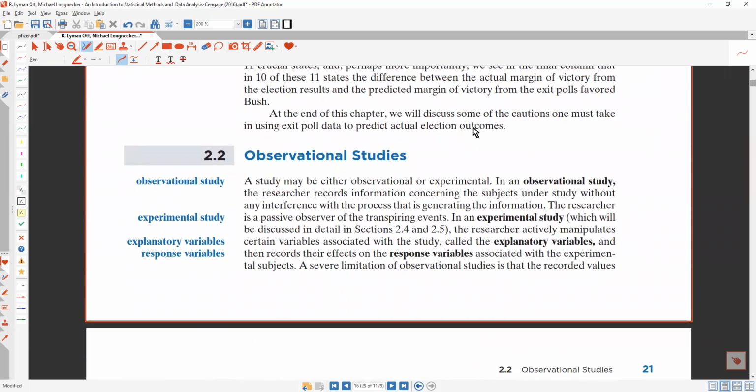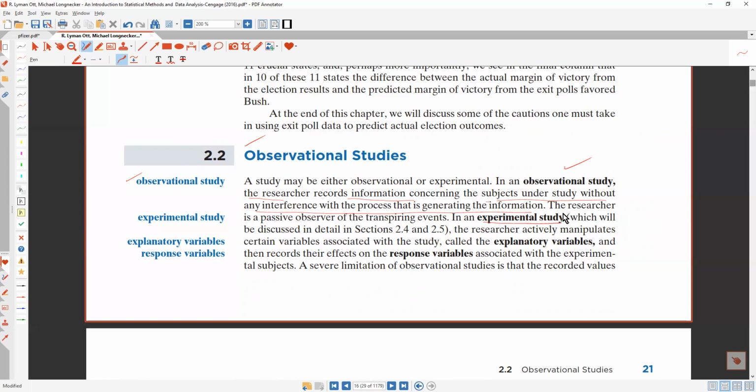Now, let's get into some definitions. What's an observational study? Well, an observational study, the researcher records information concerning the subjects under study without any interference with the process that is generating the information. Well, what does that mean? Well, in observational studies, we are not implementing any controls, and that is different from an experimental study. In experimental studies, we are implementing controls and usually randomizing to conditions.